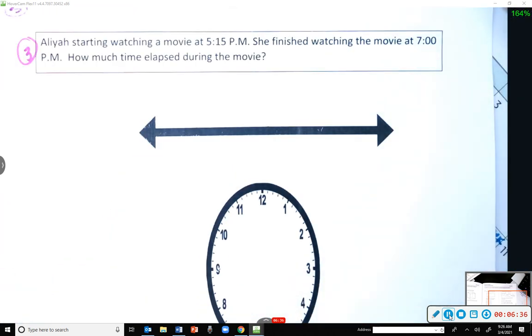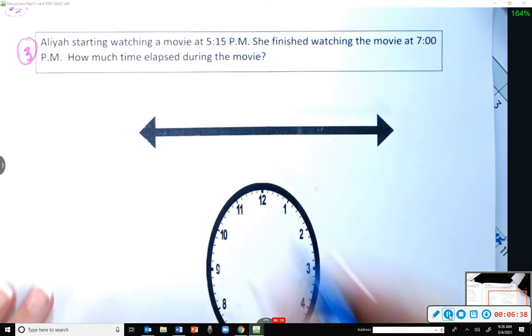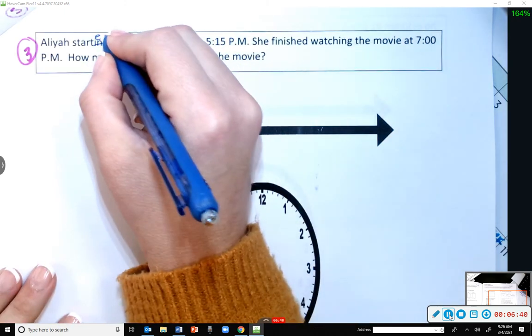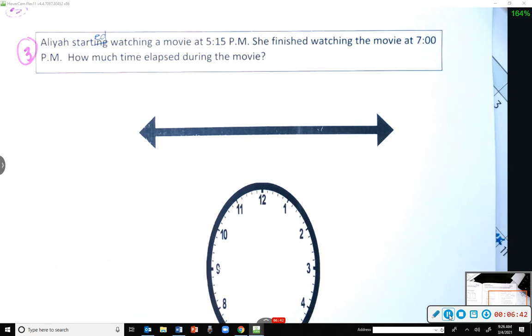Number 3 says Aaliyah started watching a movie at 5:15 p.m. She finished watching the movie at 7 p.m. How much time elapsed during the movie? Okay, so what do I need to do? I'm not going to help you on this one. Let's see if you can tell me what do I do first.